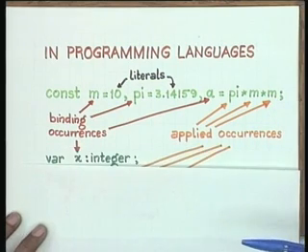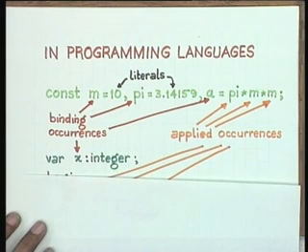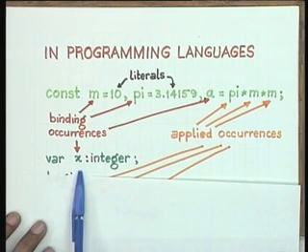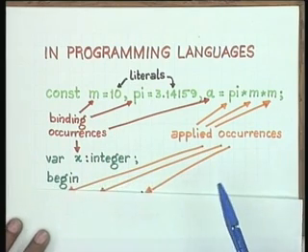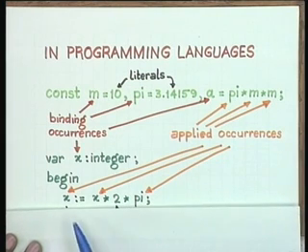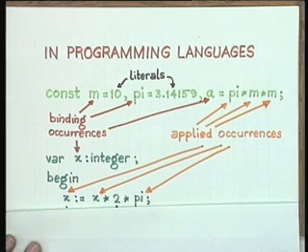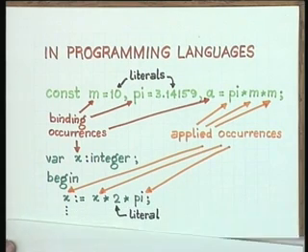Yeah. So, in the case of a variable declaration, you have a binding occurrence when the variable is first introduced, and everywhere that variable is used you have applied occurrences, including on the left side of the assignment. All these are applied occurrences. Okay.